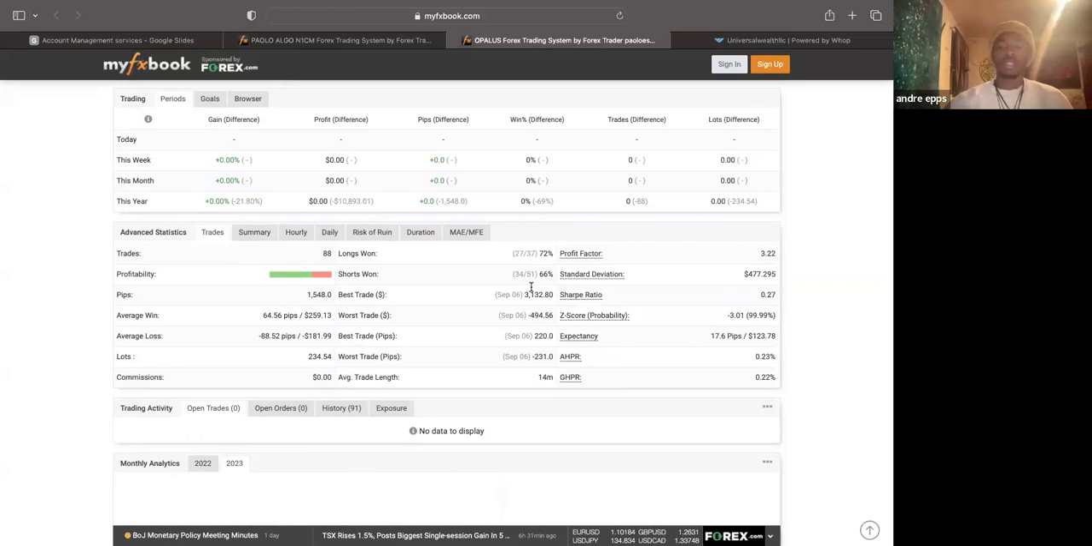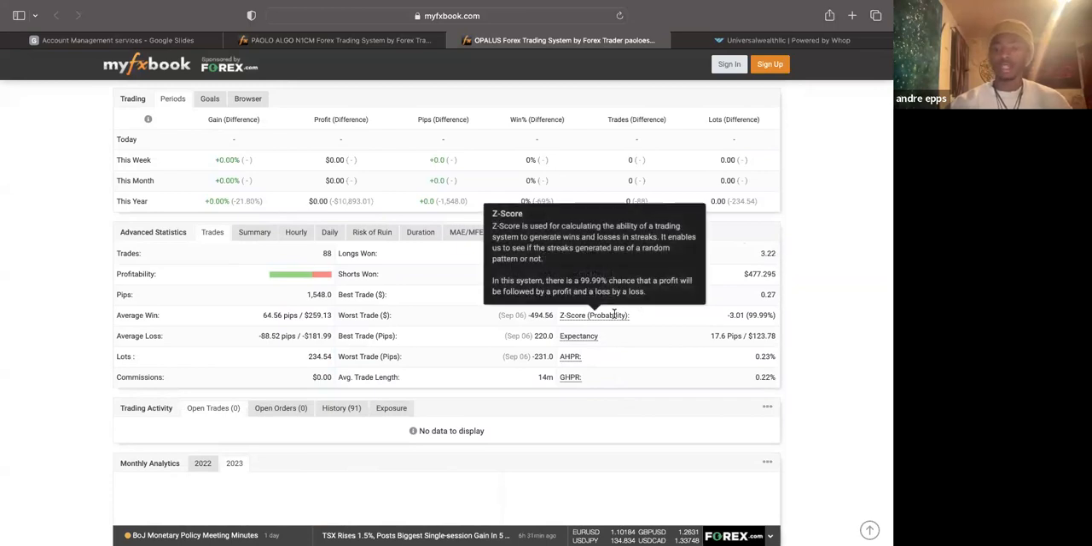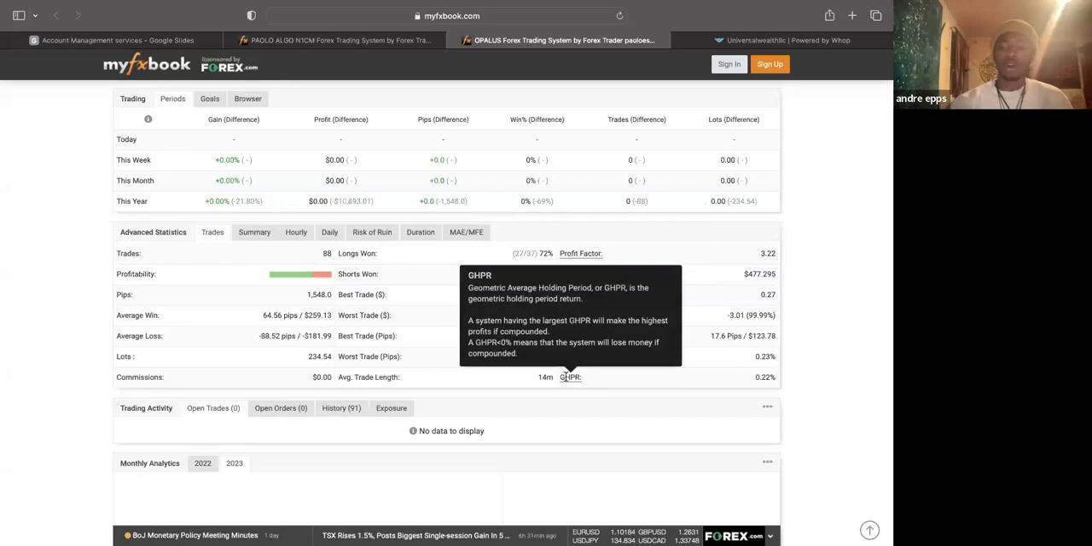It's going to be profitable. It won 72% of its buys and 66% of its sells. The profit factor is 33.22. Obviously, that number is going to be higher because the bot simply took fewer trades that month. Even down to the most important thing for me, which is the Z-score, we still have a 99% chance that a profit will be followed by a profit and a loss will be followed by a loss. Our GHPR is even higher. We have 22% this month, granted, again, that is because we simply took fewer trades within this month.